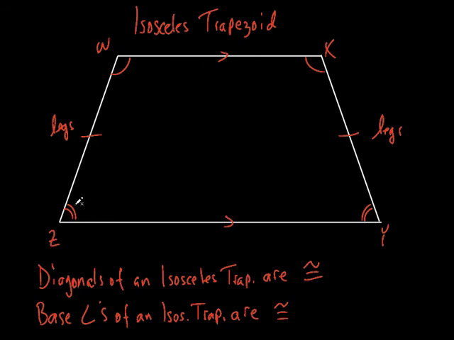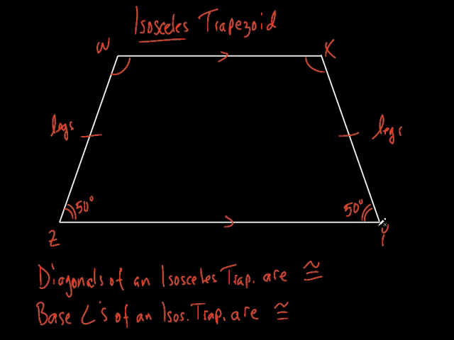All right, so watch this. What if I said this was, let's say, 50 degrees right here? I told you it was an isosceles trapezoid, and I told you that angle right there. Would you be able to find the other three angles? What's the easiest one to find? Y. Y is the easiest one to find. What would that be? 50, right? Because the base angles are equal.